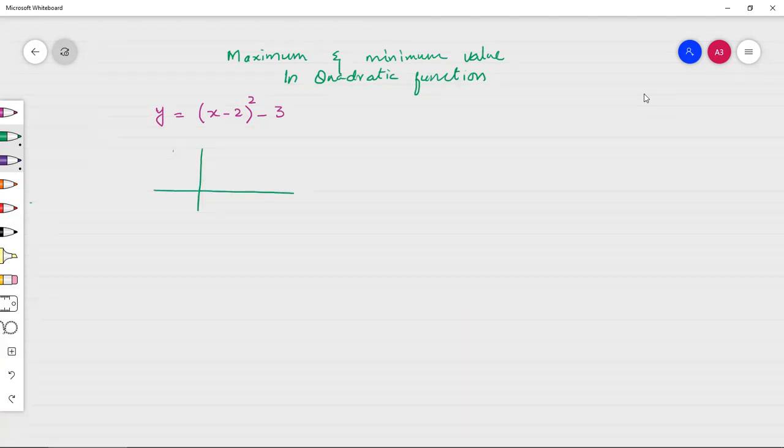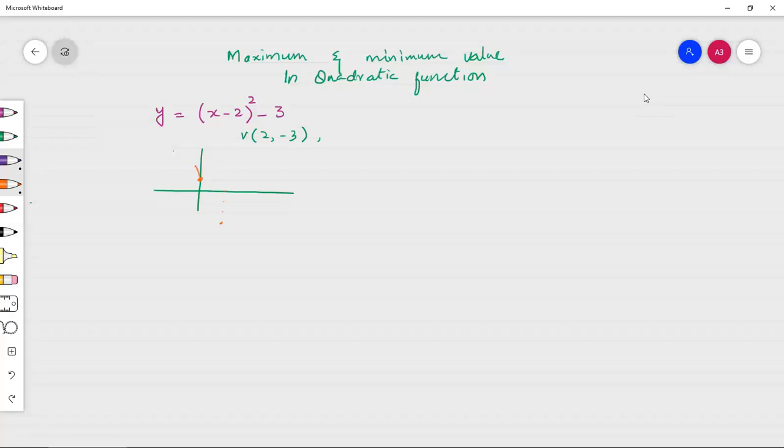Its vertex is 2 and minus 3. How can we find the y-intercept? Just by putting x equal to 0: minus 2 square would be 4, 4 minus 3 is 1. So the y-intercept would be 1, while the vertex is 2 and minus 3.